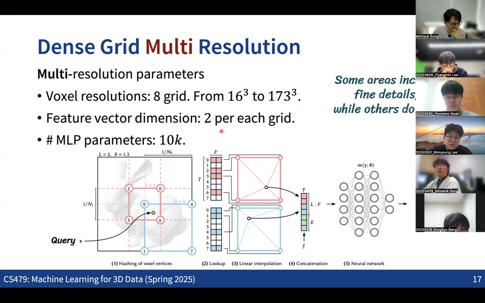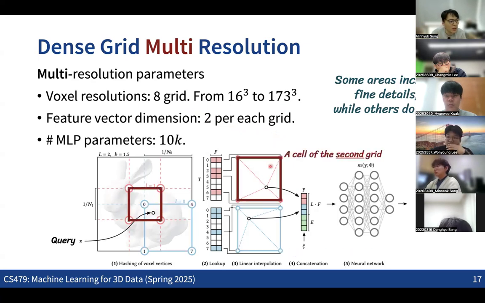So we are not using that much memory for the global structure, since we just have a coarse grid there, but we also capture fine details with the high resolution grid, while allocating some of the dimensions of the 16-dimensional vector to that grid as well. Make sense? This multi-resolution approach is very useful for properly allocating the parameters we have: the global structure is encoded in the low resolution grid, and the fine details are encoded in the high resolution grid.